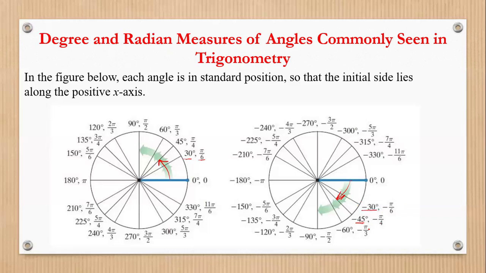Which means if I have this point on the circle, in the positive direction it is 150 degrees, but in the negative direction it is negative 210 degrees. So that's why it's important that you know how to find angles. If it's negative, you go clockwise. If it's positive, you go counterclockwise. And you need to know how many rotations you need to go for finding that angle.